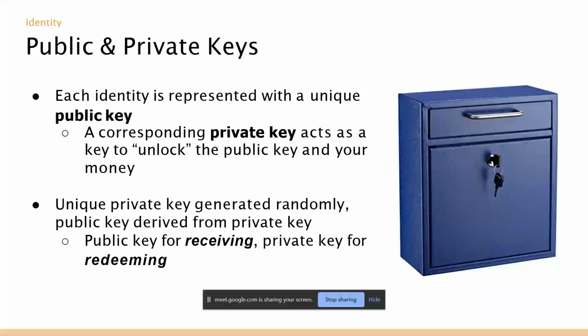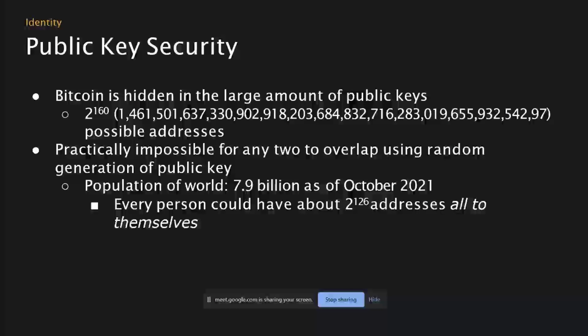And public keys, just like account numbers of the bank, you can get bitcoins transferred to your public key. Again, these are some technical terms. Public key की security कैसे होती है? So Bitcoin is hidden in a large amount of public keys, nearly 2 raised to power 160 possible addresses. So it is practically impossible for any two to overlap using random generation of public keys.